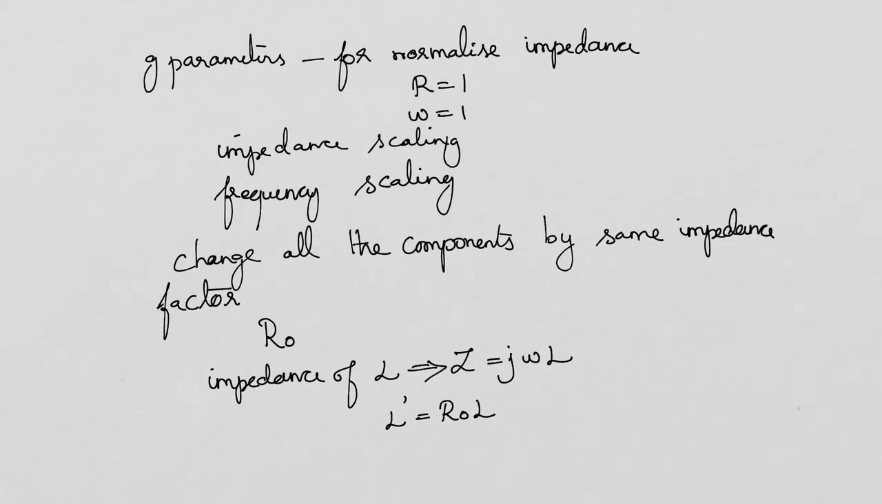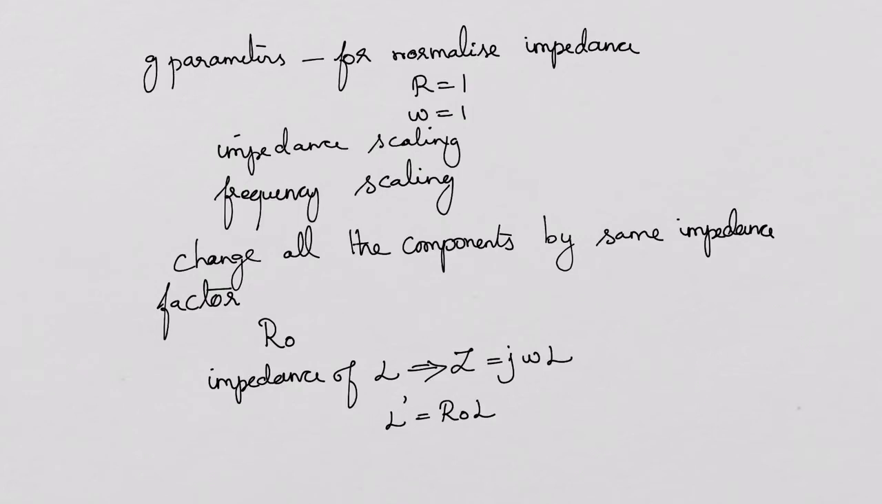Since we have G parameters for the normalized impedances, normalized impedance means R value equal to 1, and we assume that omega C is equal to 1, that is, omega equal to 1. Therefore, we need to do impedance scaling and frequency scaling for the components. We need to change all the components by the same impedance factor, so let us consider the impedance factor as R naught. The new impedance will be calculated based on this impedance factor.